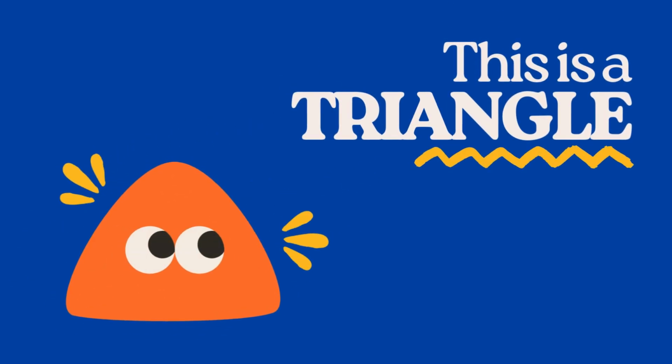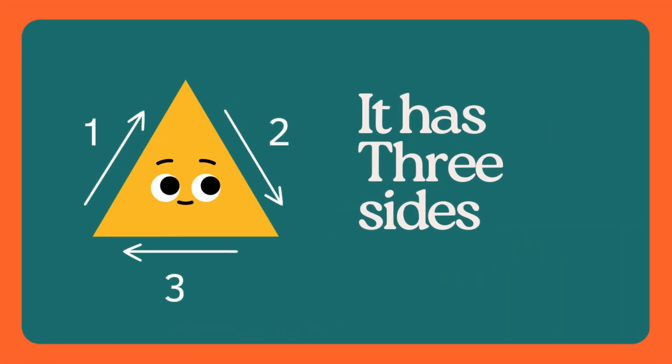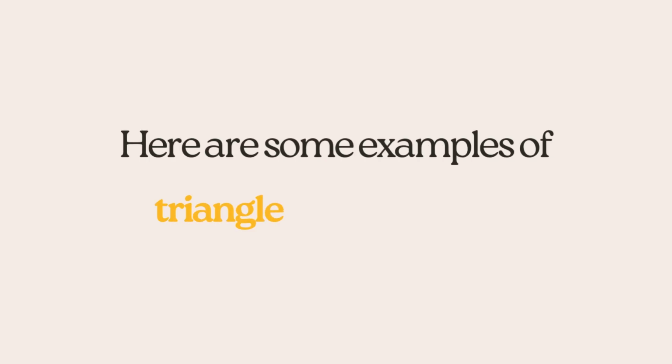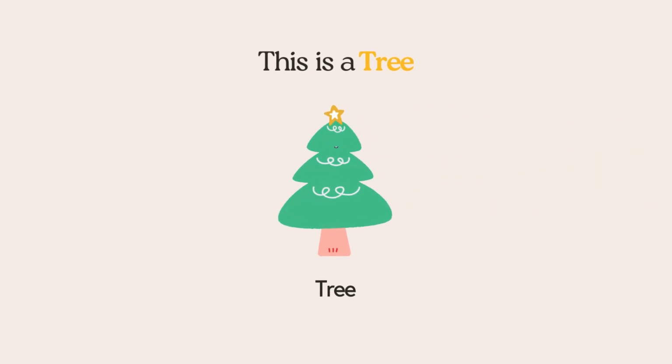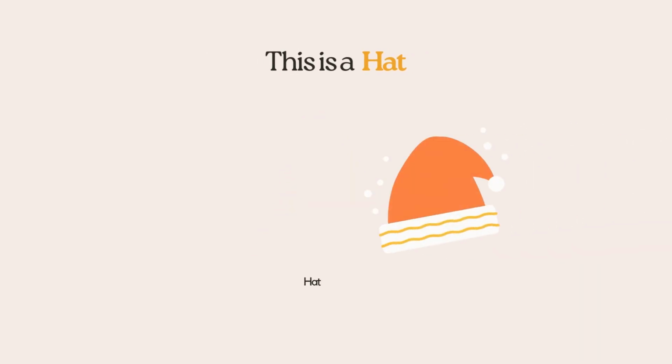This is a triangle. It has three sides. Here are some examples of triangle in our daily life. This is a tree. This is a watermelon. This is a hat.